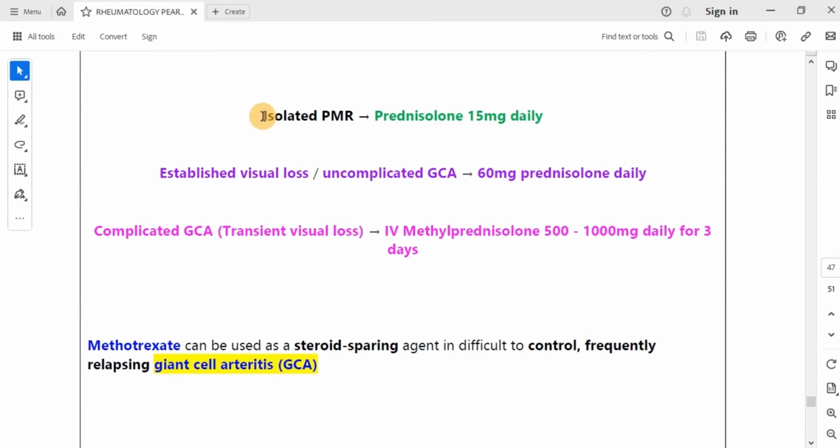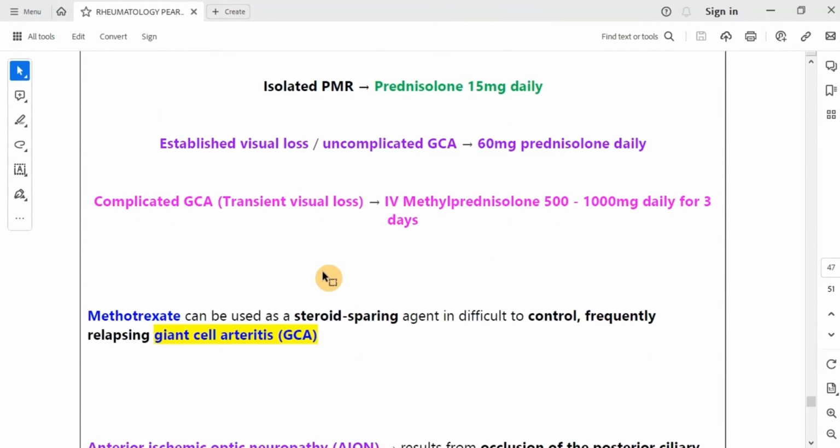So choice of treatment: if there is isolated polymyalgia rheumatica, start with low dose prednisolone, 15 mg, and the highest dose may be either 25 mg or 30 mg. In case of giant cell arteritis or temporal arteritis, we need to go for a high dose of steroid. If this is uncomplicated giant cell arteritis or established visual loss, then go for 60 mg prednisolone daily. For complicated GCA, evidenced by transient visual loss, go for IV methylprednisolone 0.5 to 1 gram daily for 3 consecutive days.